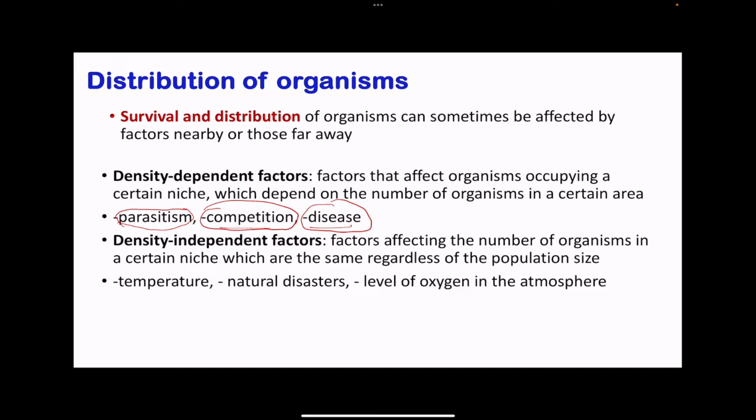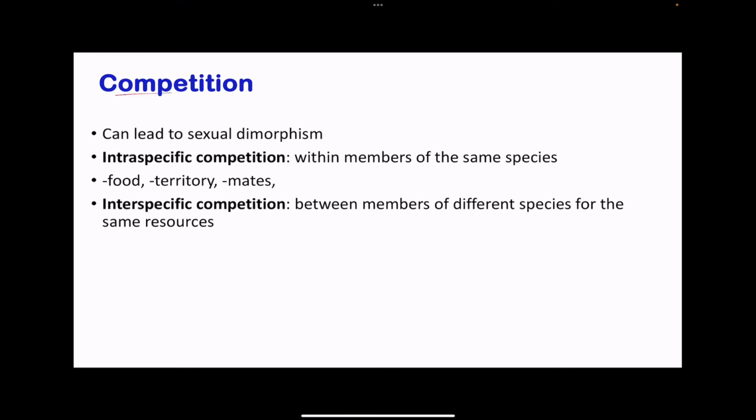For the density independent factors, these affect the number of organisms in a certain area or certain niche, regardless of the population size. Of course, these include temperature. Within that area, it's going to be the same temperature, no matter if it's densely populated or not. Natural disasters are going to affect all organisms the same way. The level of oxygen in the atmosphere is going to affect them the same way, whether they are densely populated or not.